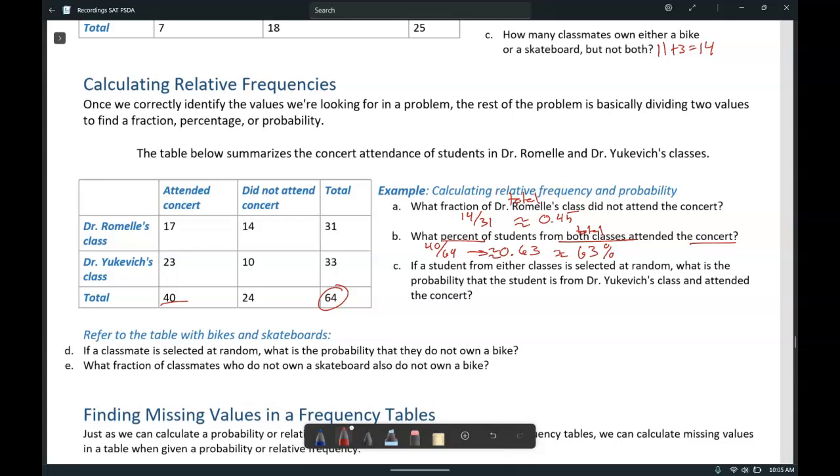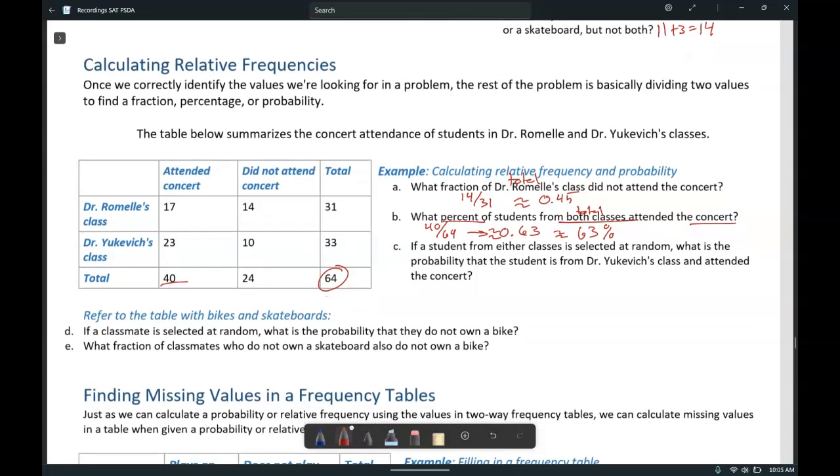63%. Just as a side note, you'll want to make sure you pay attention to any directions as far as rounding goes, whether they say the nearest percent or the nearest tenth of a percent. If we wanted the nearest tenth of a percent, we would have to actually keep this as 6 to 5, which would then give us a percent of 62.5%. So we just want to pay attention to any rounding directions that may be present.